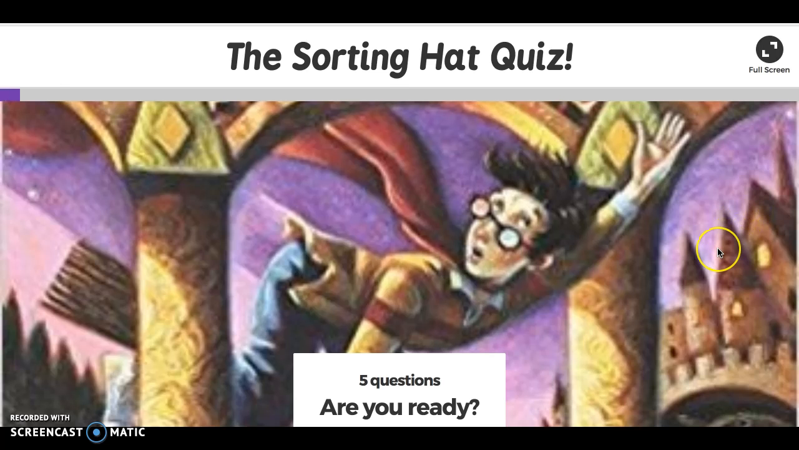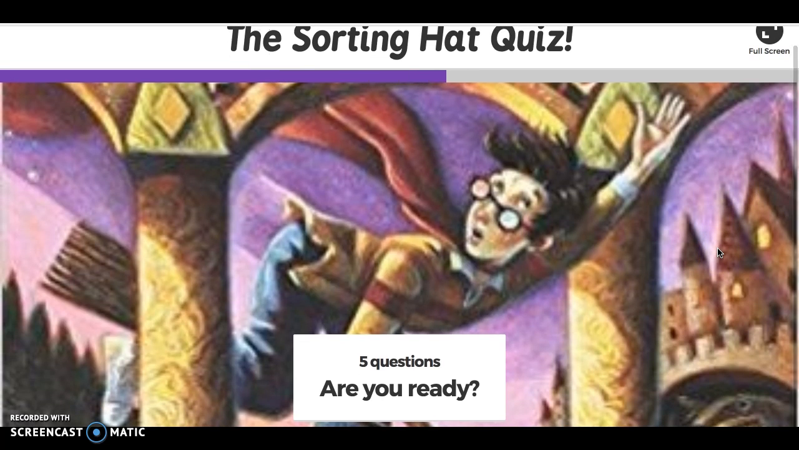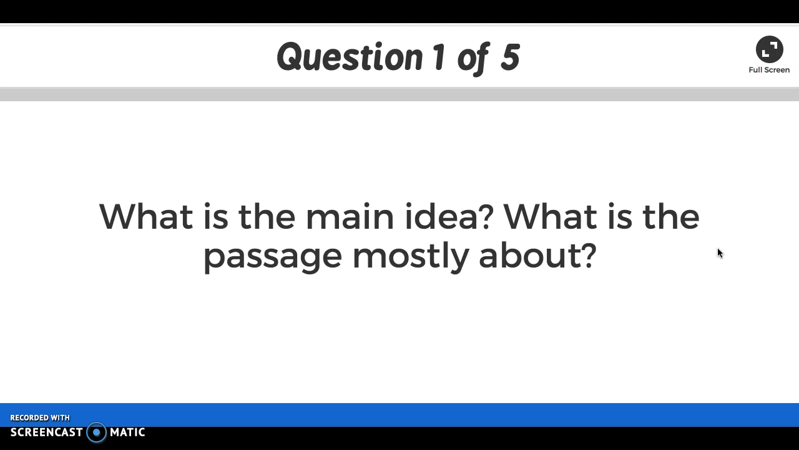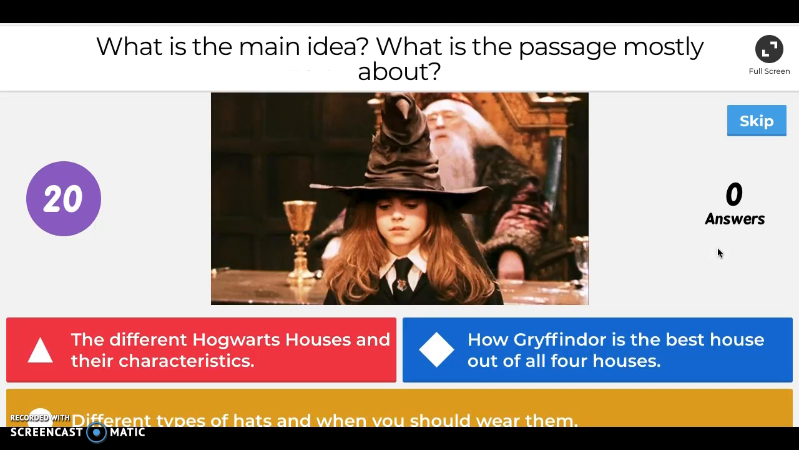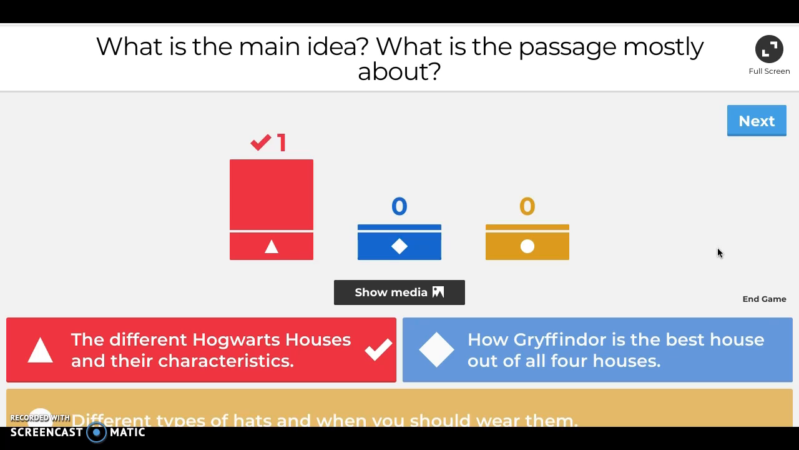I don't even know if there's a limit, so you could have your whole class playing on one Kahoot. So we'll hit start, and this is about reading comprehension. And we had a passage. So what was the main idea about? What is the passage mostly about? If I recall, the passage was about the different Hogwarts houses and their characteristics. So there we go. I answered on my phone, and you can see that it shows here.